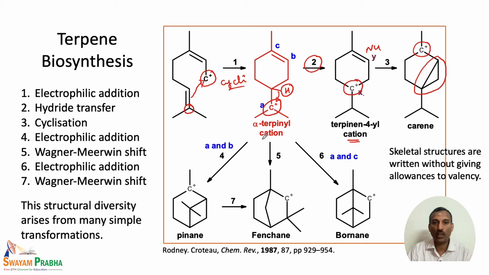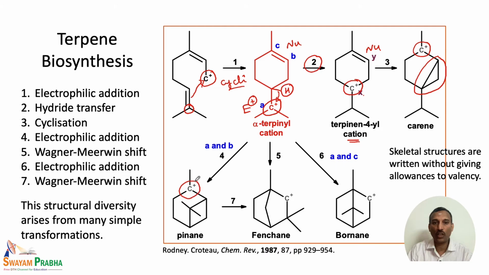And similarly, if we start from the alpha terpenyl cation, we have different combinations of reactions possible. Here this is the electrophilic site and this is the nucleophilic site. In the nucleophilic site, we have 2 carbons, that means carbon number C and carbon number B. So, the electrophile can attack any one of the places. Depending on where it attacks, we end up with 2 different types of compound.